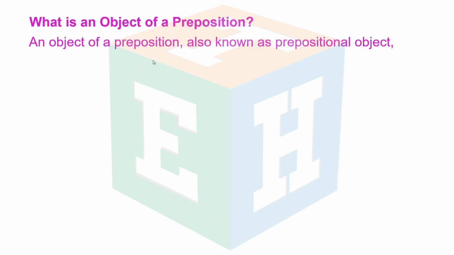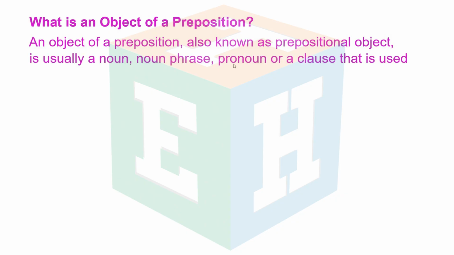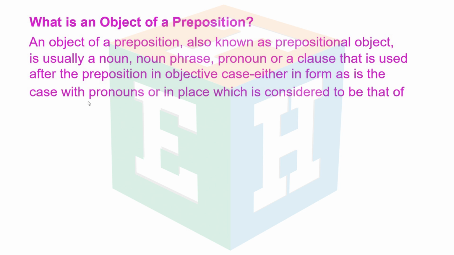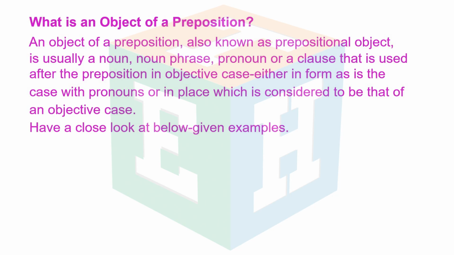An object of a preposition, also known as prepositional object, is usually a noun, noun phrase, pronoun, or a clause that is used after the preposition in objective case, either in form, as is the case with pronouns, or in place, which is considered to be that of an objective case. Have a close look at below given examples.